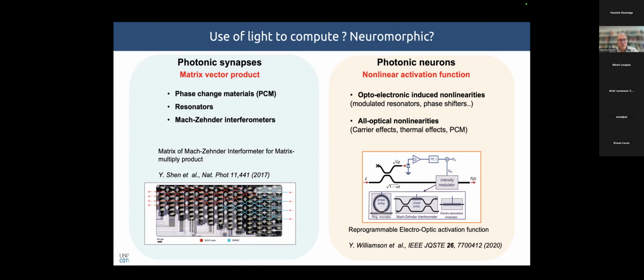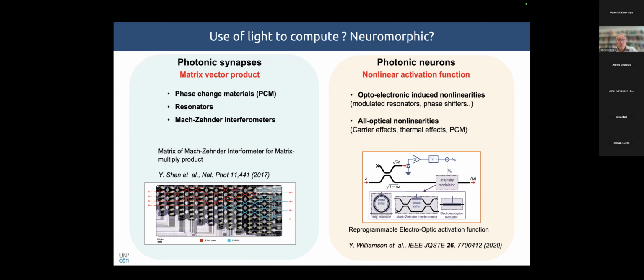But if you look at how it works and what people are doing right now, you have some people who are focusing their work on doing matrix vector products using linear optics, which is of course much simpler to do than electronics. And for example, some people use phase-change material to set the right weights for the network. And this is, for me, a very important breakthrough for photonics as well as for AI.